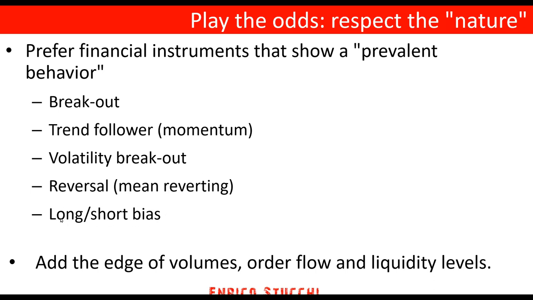For instance, US indexes have a strong long bias, so they are rising, while natural gas has a very strong short bias, so short positions are generally better than long, especially on Tuesday during the inventories. So what I'm looking for is to understand for every instrument the prevalent behavior, and then I can add the edge of volumes, order flow, and liquidity levels if I am a discretionary trader.